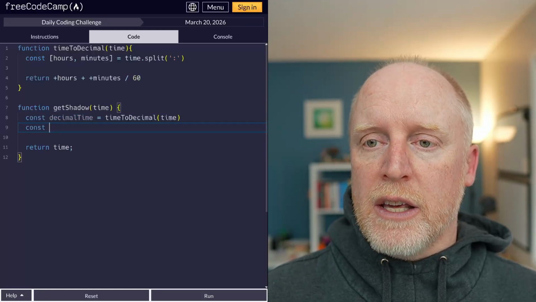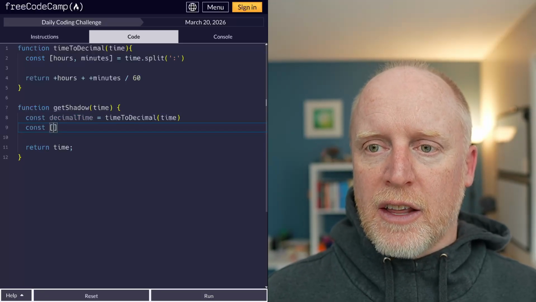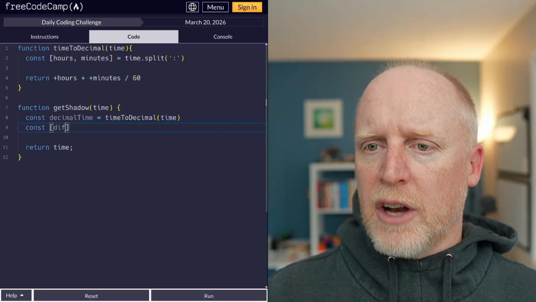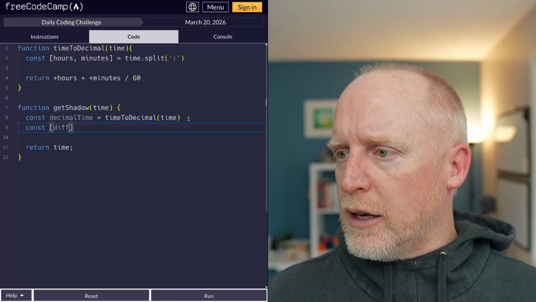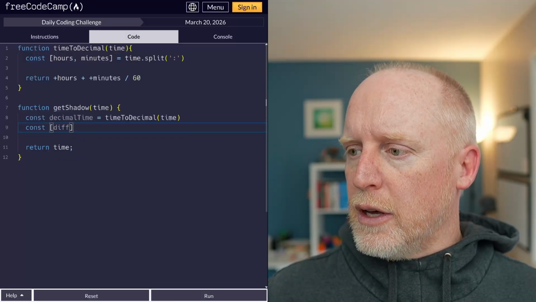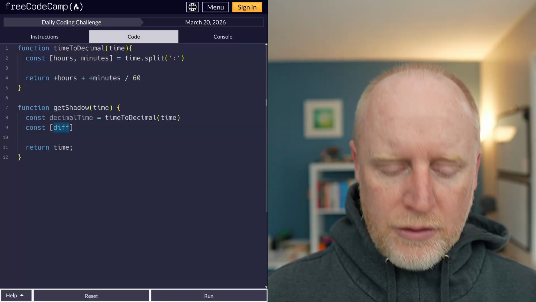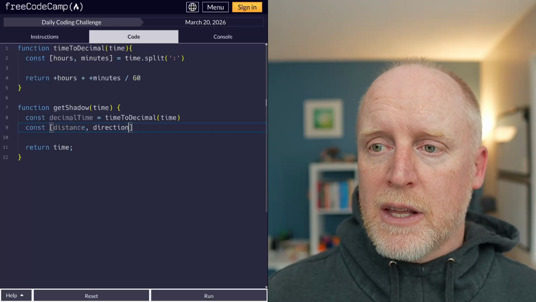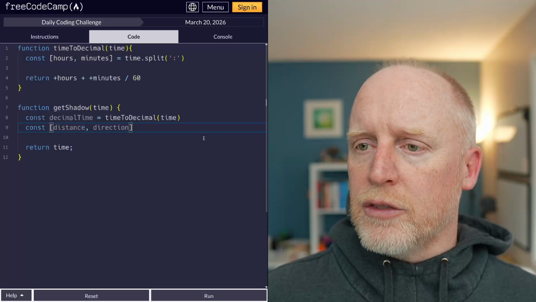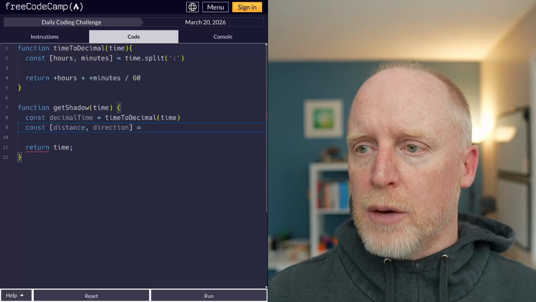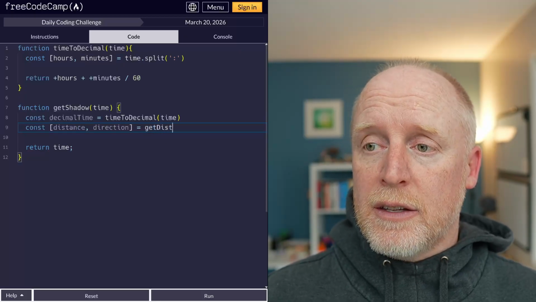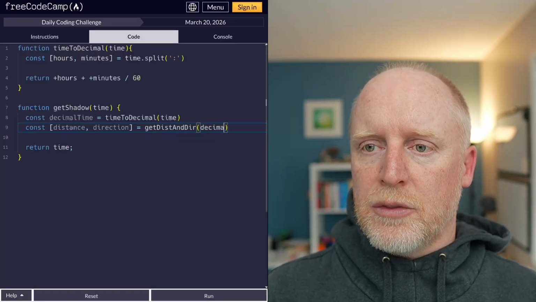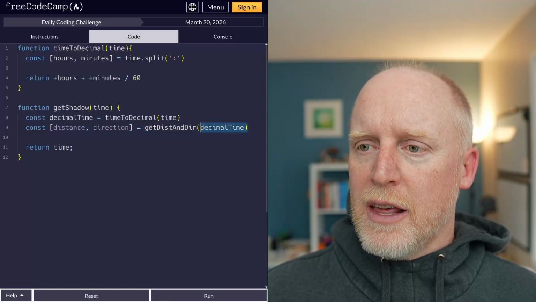So the next one is this, where we actually get two things. We get the difference, okay? Did I call it difference before? Let me check. I called it distance, sorry. So the distance and the direction, okay? Distance and direction is what we're going to go for on this one. And we are going to get those from something called get, dist, and dir, okay? Right here we pass in decimal time, just like this, a function we haven't created.